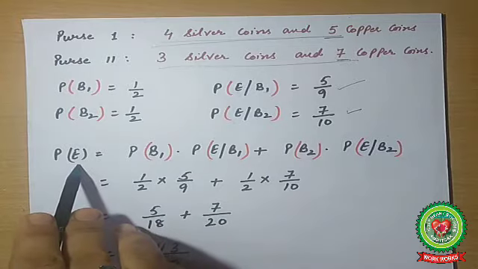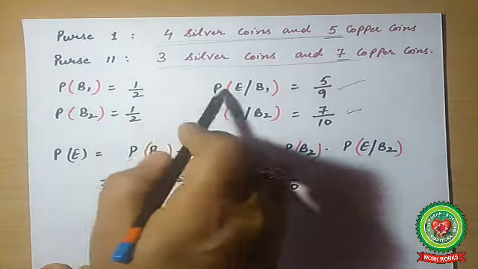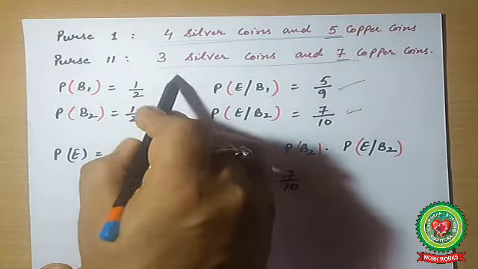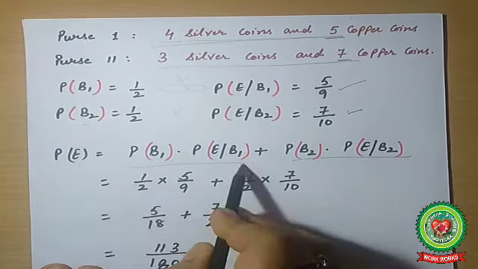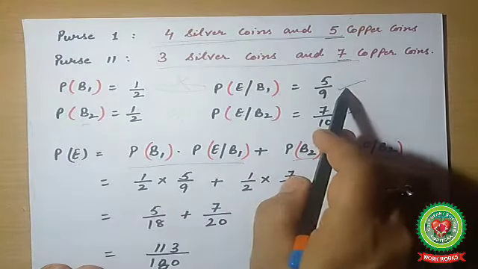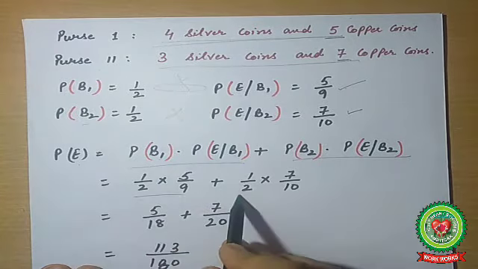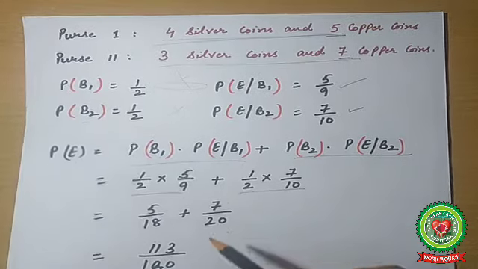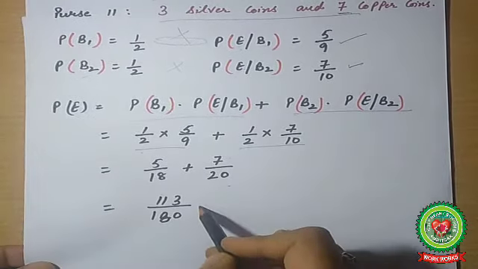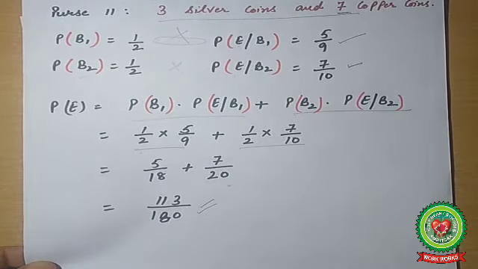P of any event, P(B1) times P(E|B1), multiplication of these two terms, then the same multiplication of these two terms. We are having the value 1/2 × 5/9 plus 1/2 × 7/10. It will be equal to 5/18 plus 7/20. Now by taking the LCM, when we solve the fraction, it will be equal to 113/180.